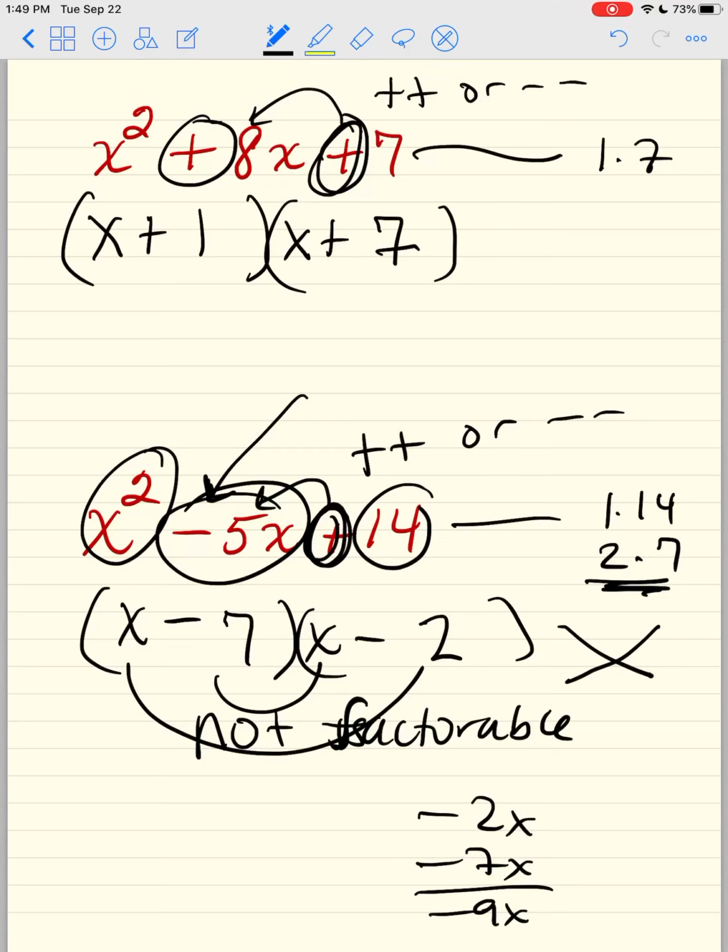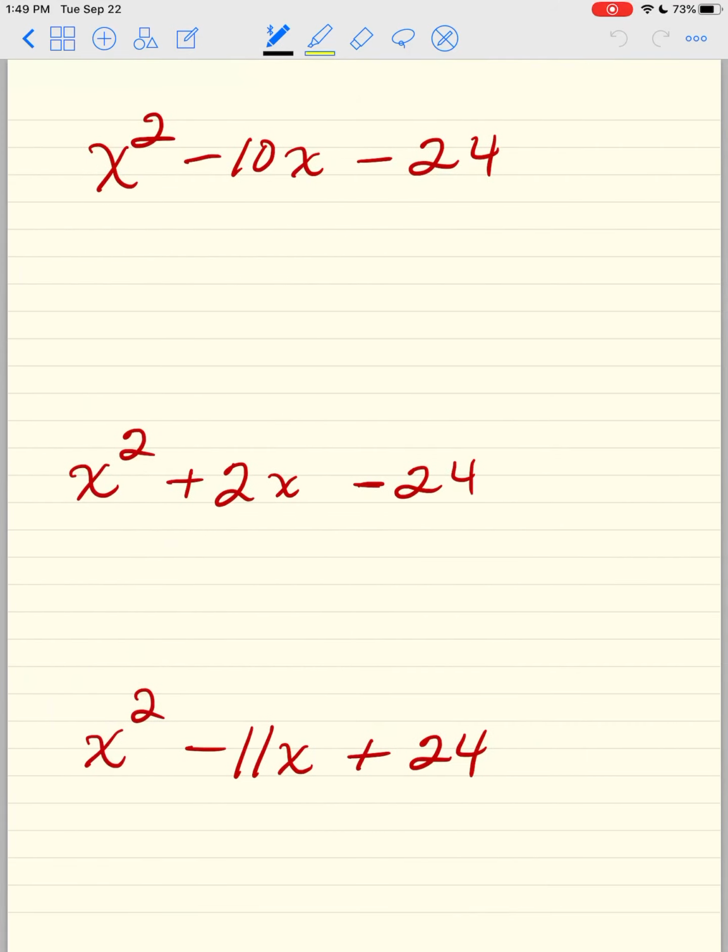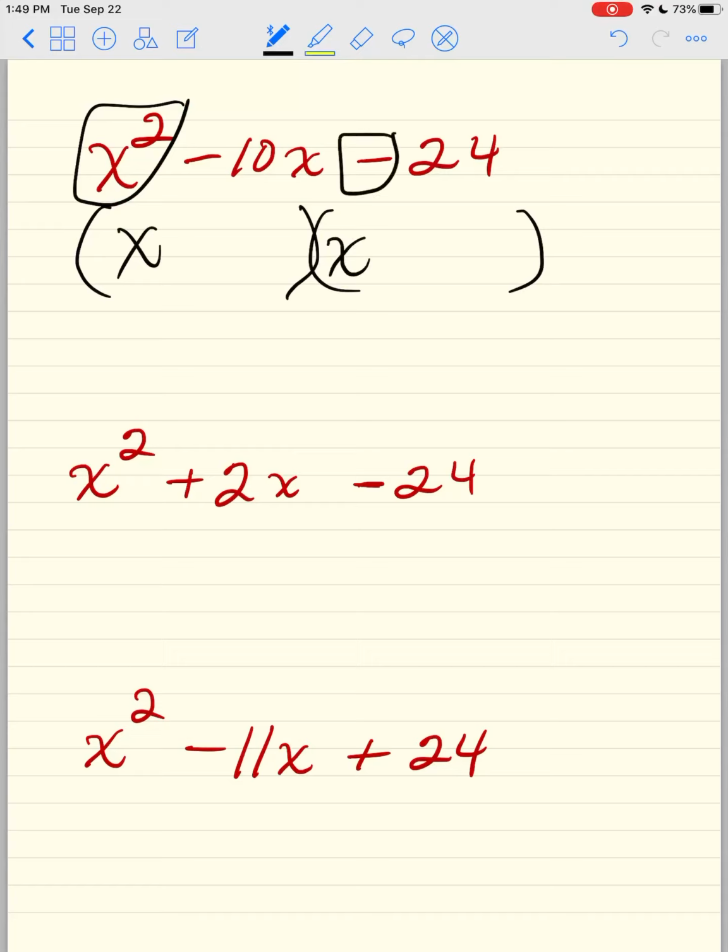Okay, so what would happen if the last sign wasn't positive? These are my last 3 examples. You gotta stick to the script. What multiplies to x squared? X and an x. What multiplies to a negative? Positive and a negative. You have no option. You could put it anywhere you want for now. What multiplies to 24? 1 times 24, 2 times 12, 3 times 8, and 4 times 6.